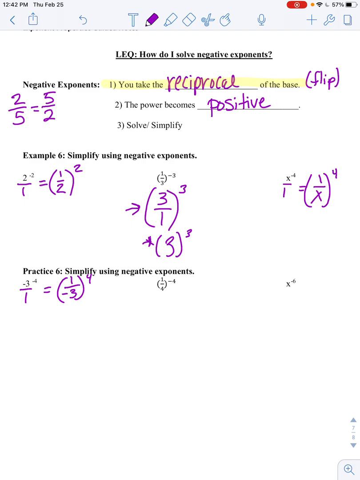1/4 to the negative 4th. So we are going to switch the 4 and the 1. And that's all raised to the 4th power. And remember, we can't have 4 over 1, so it's really 4 to the 4th.